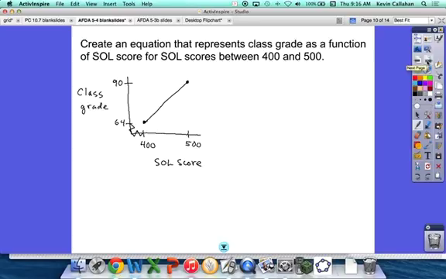I'm just going to show you that this is where I end up doing this, and I'm doing it to convert an SOL score to an equivalent class grade.